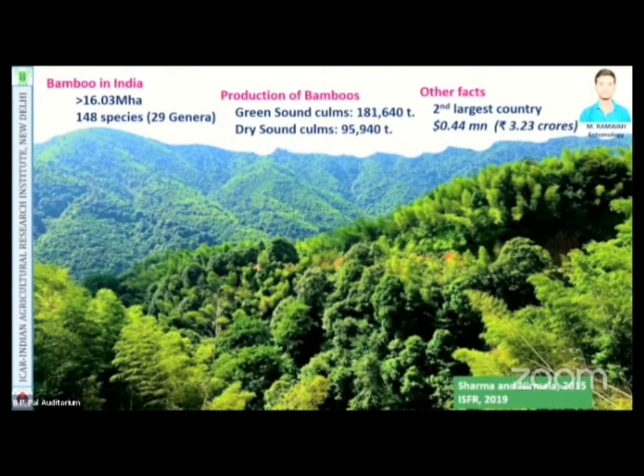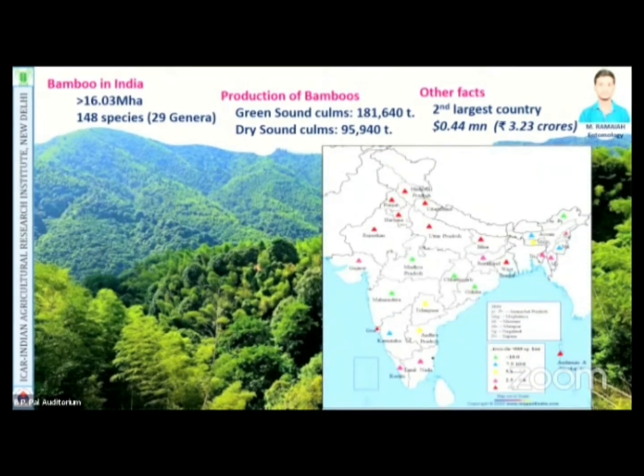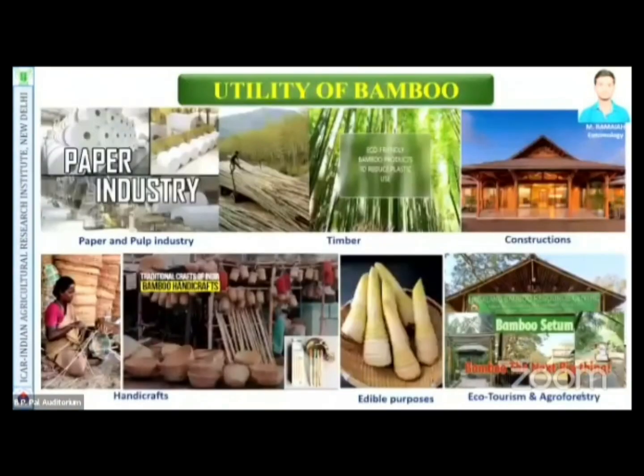Bamboo is a special group of plants from the beginning of human civilization. India is blessed with more than 148 species under 29 genera, occupying 60 million hectares, and is the second largest country after China. In India, the central part and northeastern part are the major areas. There are many applications of bamboo, majorly in the paper and pulp industry.